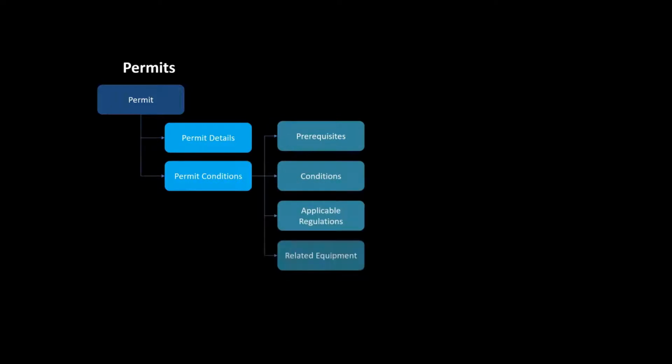Now, moving from there, once we have all the permit details, this is when we get into your specific permit conditions. So understanding all your prerequisites. What do you need to do before you even apply for the permit itself? All of the associated conditions to that permit, any specific regulations that need to be adhered to, any individual related equipment, and any specific audits that you would need to undertake to ensure your compliance with those permits moving forward.